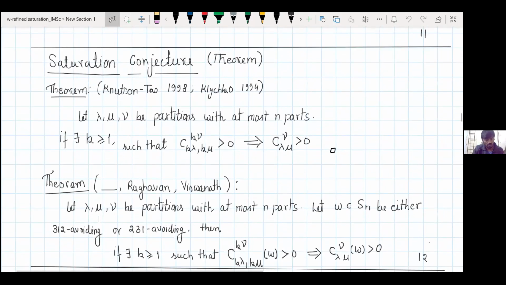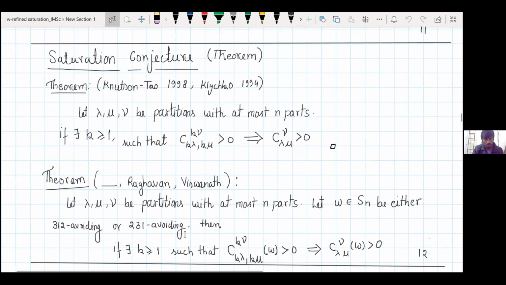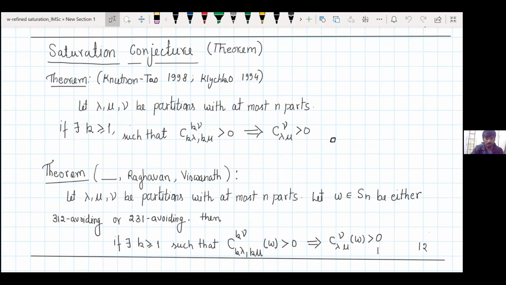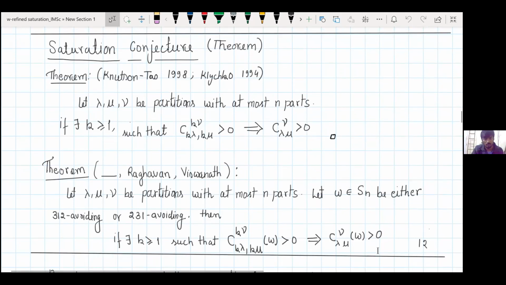So what we found: if you take lambda, mu, nu to be partitions with at most n parts and fix a permutation w in S_n, and if that permutation is 3-1-2 avoiding or 2-3-1 avoiding, so this is a special form of permutation, then if there exists a k bigger than or equal to 1 such that c^{k lambda}_{k mu, k nu}(w) is bigger than 0, then c^lambda_{mu nu}(w) will be bigger than 0.